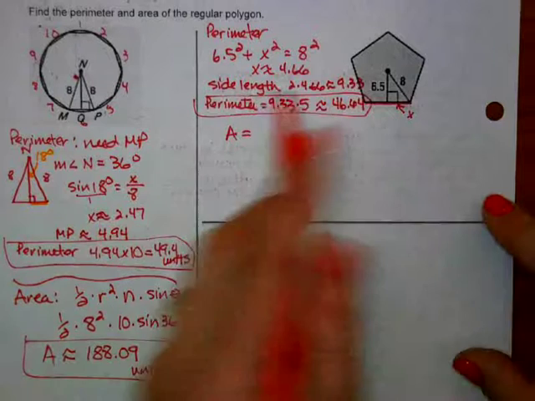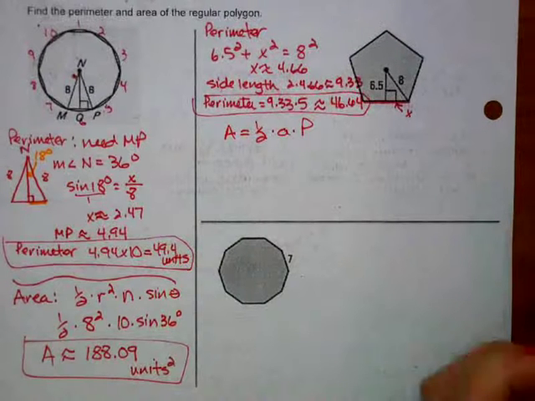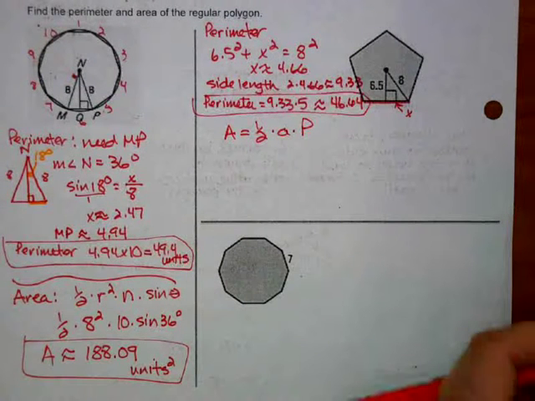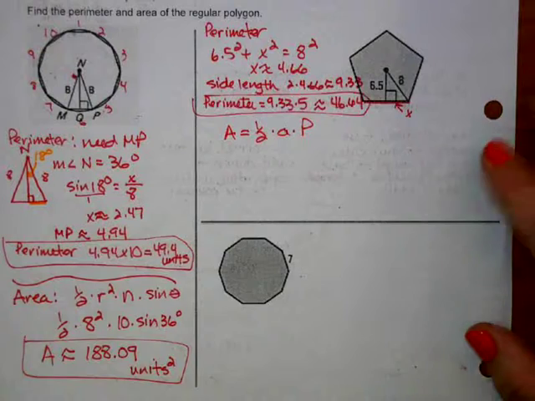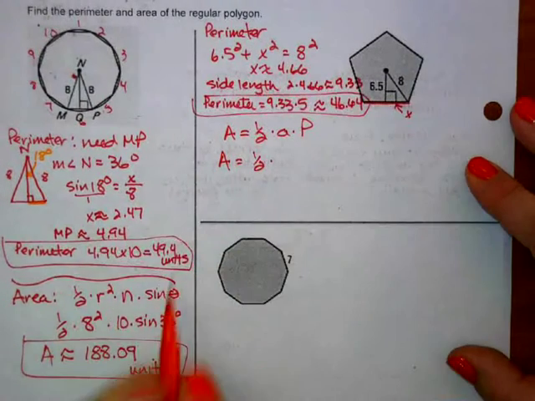You know, it doesn't really matter which one you use. This is probably the less complicated one. And we already calculated the perimeter, so it's pretty quick and easy to get the area here. Area would be 1/2 times the apothem, which is which number there?